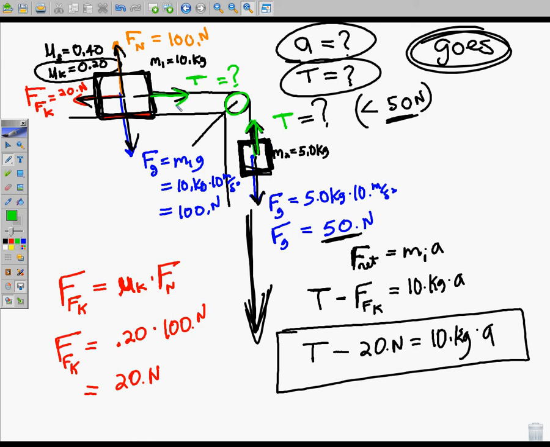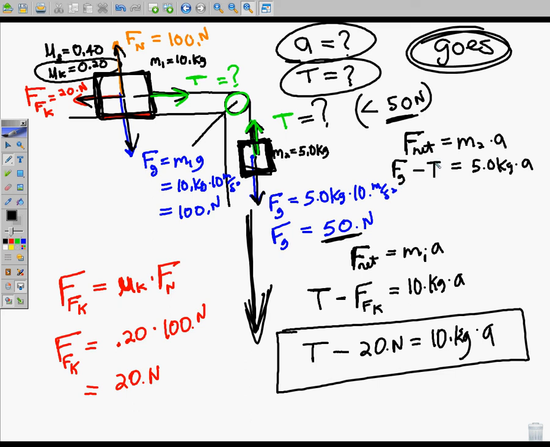So let's take a look at the other object, apply law number 2 from a man named Newton to the other object. The other object is 5 kilograms times acceleration. But what is the expression for the net force for this object? F sub G minus T.